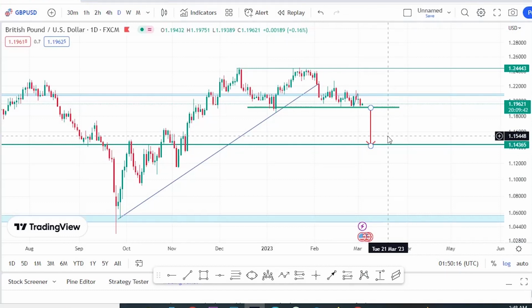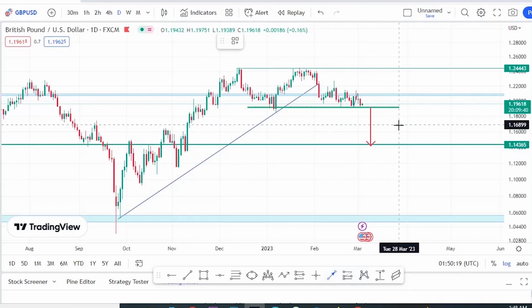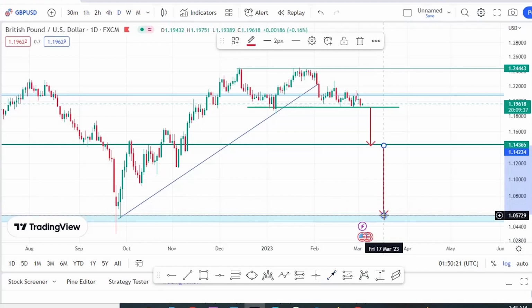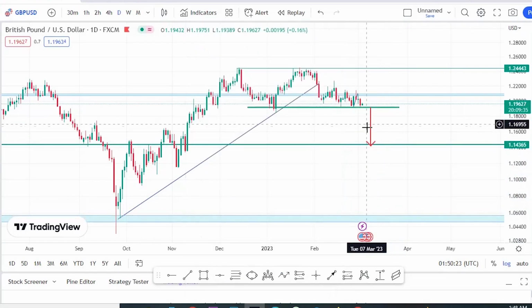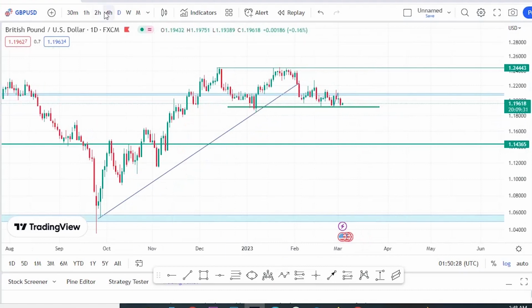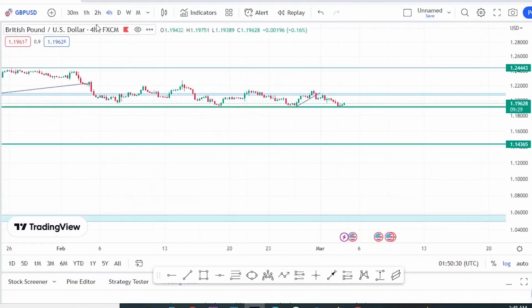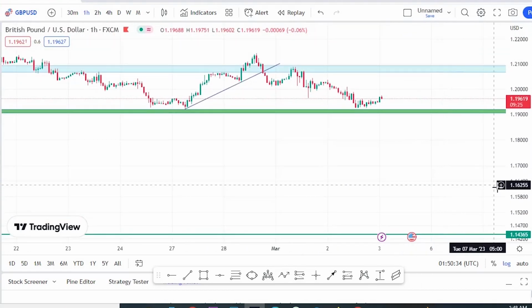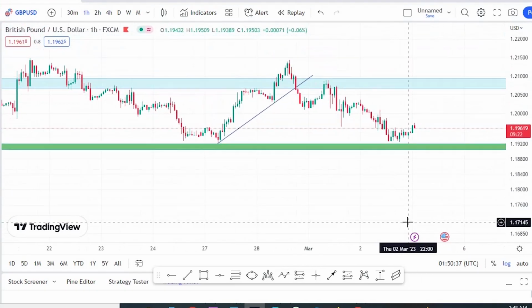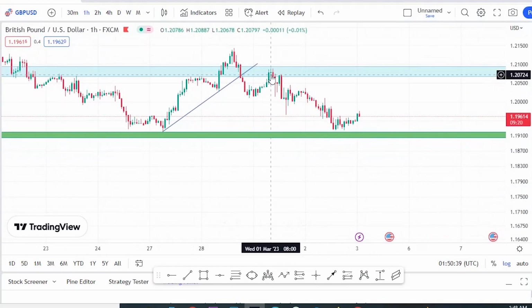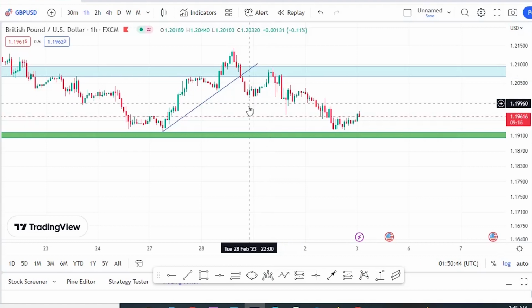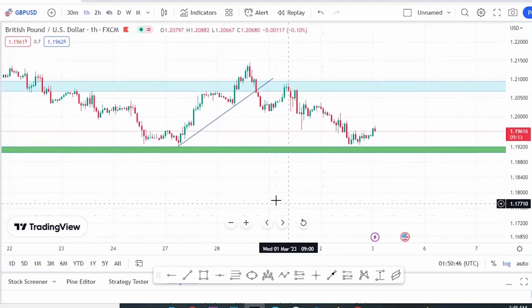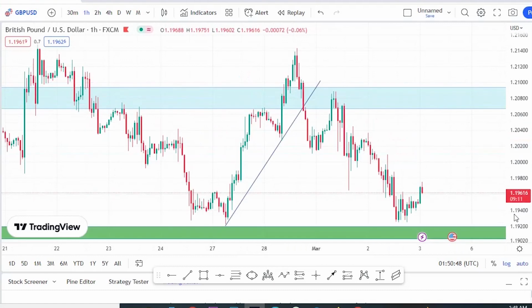So after this, another push to the downside again. So that's how I'm looking at GBPUSD right here. So you can clearly see my thought process, how I was able to enter the market on GBPUSD right at that point. I'm just going to be placing my profit right here, so you can see how I've been doing it.